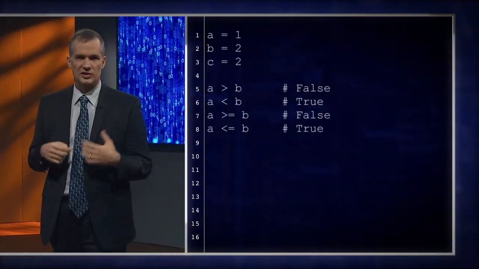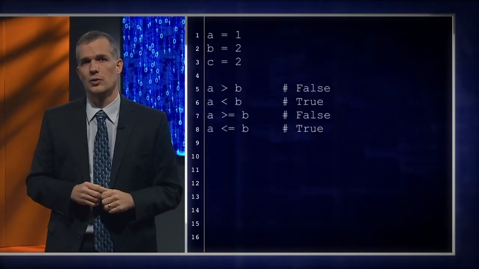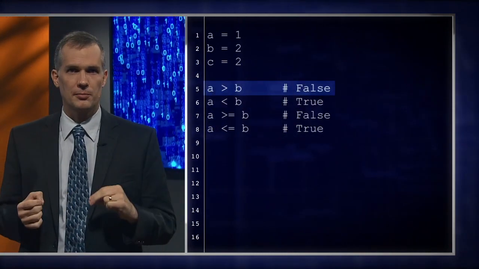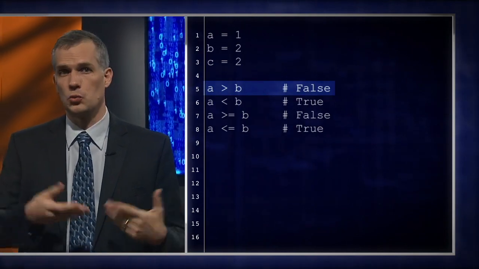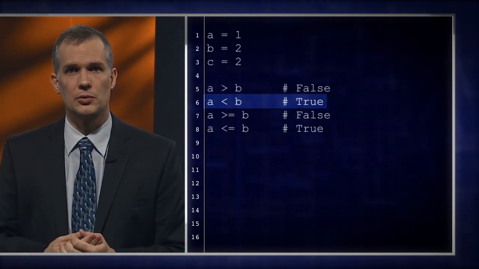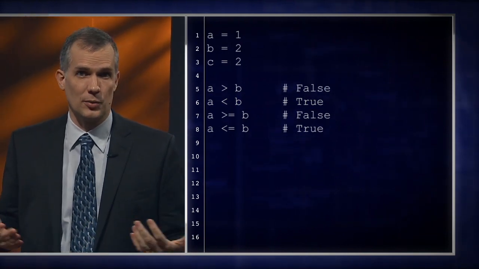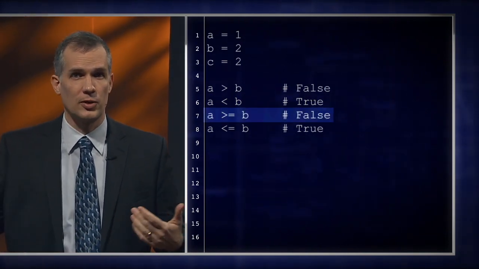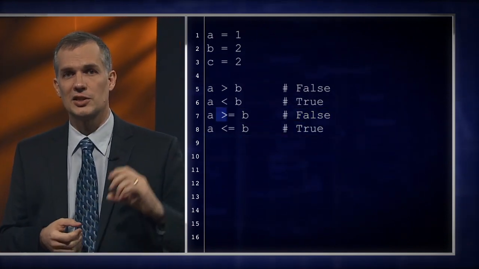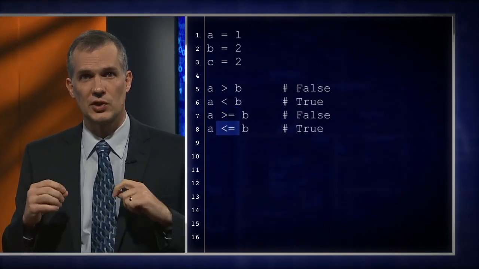Let's define three variables, a, b, and c, and assign a the value 1 and both b and c the value 2. Then let's do some comparisons. If we check whether a is greater than b, we'll find that this is false, since 1 is not greater than 2. While if we compare whether a is less than b, it's true. The same thing happens if we use greater than or equal, and less than or equal as our comparisons. 1 is not greater than or equal to 2, but 1 is less than or equal to 2. Notice the syntax. The greater than sign always comes first, then the equal sign. The less than sign always comes first, then the equal sign.